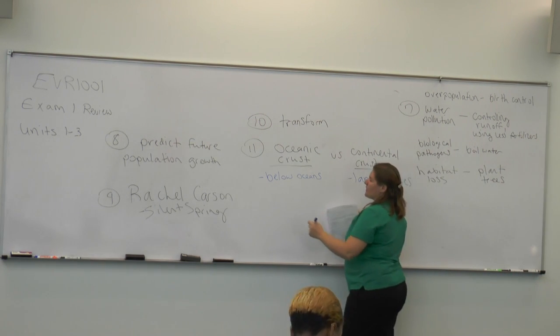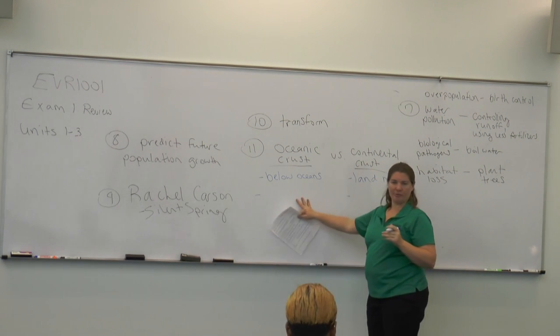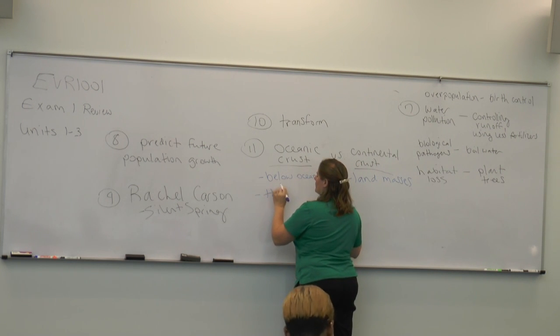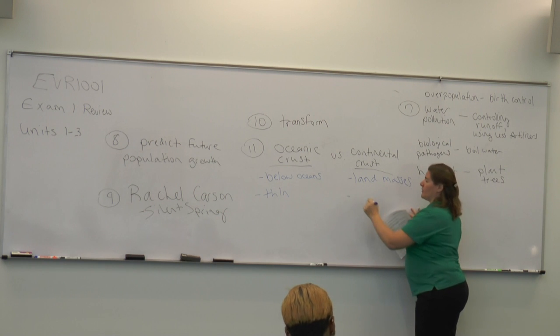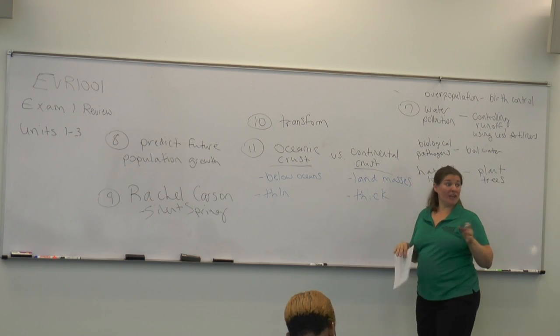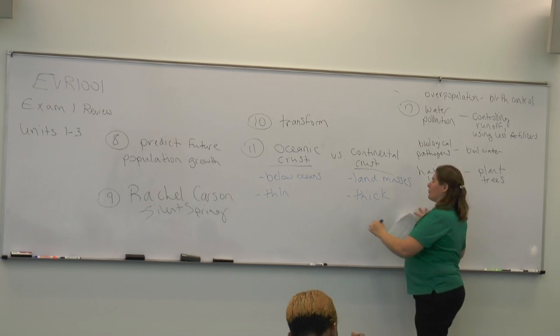Now what about how are they characterized? Is the oceanic crust thick or is it thin? Thin. Okay. All right, what about the continental crust? Is it also thin? No, it's thick. Thick and cold. And what about the age? Which one's older? The continent. The continental crust is old.